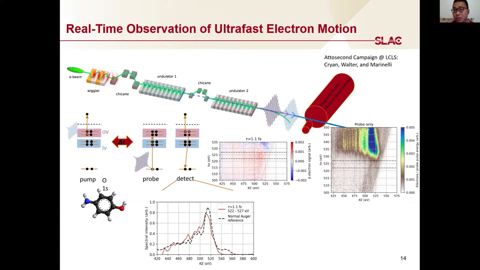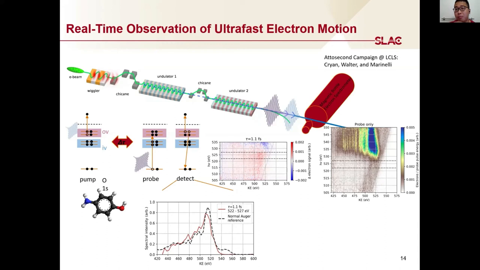process, right? In our experiment, what we are really interested in is between 522 and 527 eV, which is close to the oxygen resonance, but with the probe pulse itself, without the valence hole, the photon energy is not high enough to produce a core vacancy and trigger the OGA process. So our story is different with pump probe pulse from the probe only.